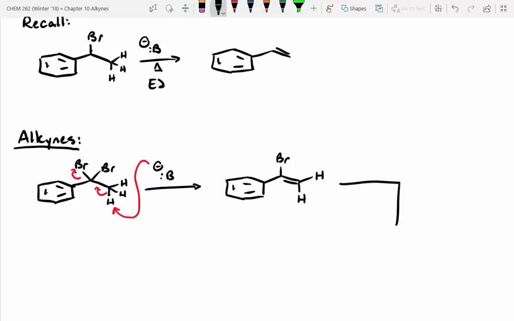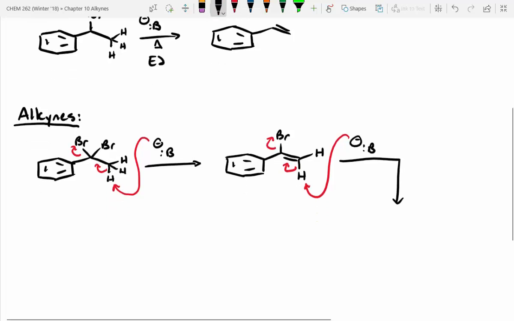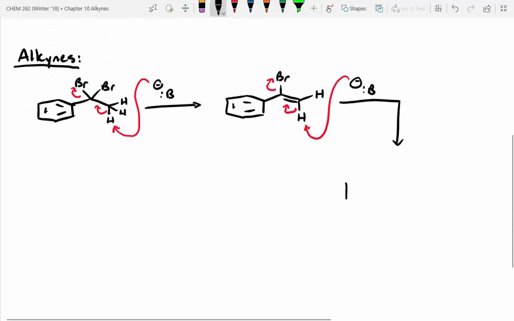And then in step 2, we'll use another equivalent of our strong base. This base will grab the second beta proton, clamp down, and kick off your bromine. Now we've got an alkyne. Specifically, it's a terminal alkyne, meaning it's not in between two carbons, it's only attached to one carbon.